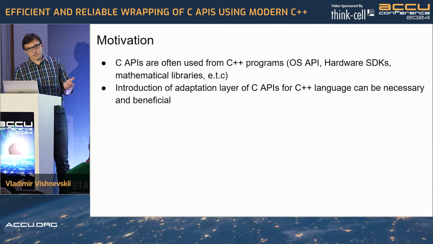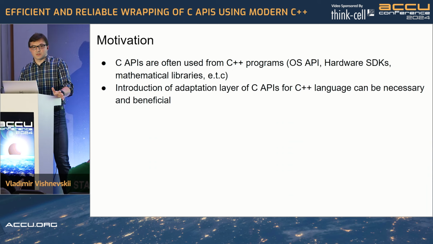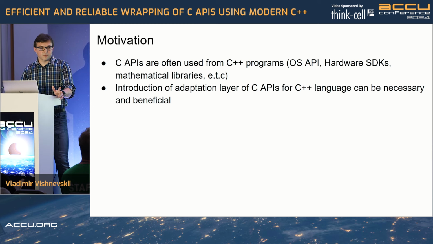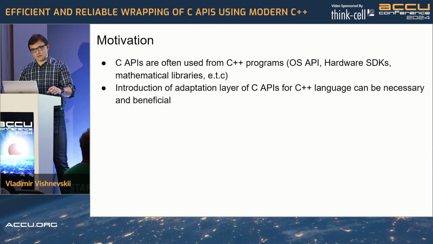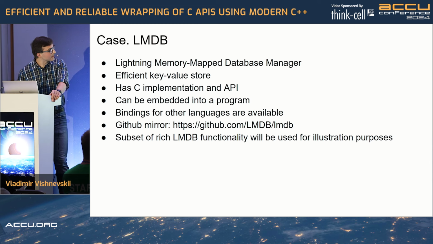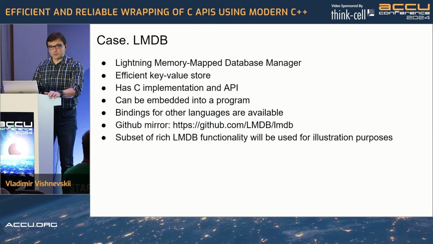And why this topic can be helpful, because it's one of the often used cases, that we are using C APIs from C++ programs. And in many cases, the introduction of some intermediate layer on top of the C API can be necessary and beneficial. To elaborate on this, I would like to use an example, like a case.